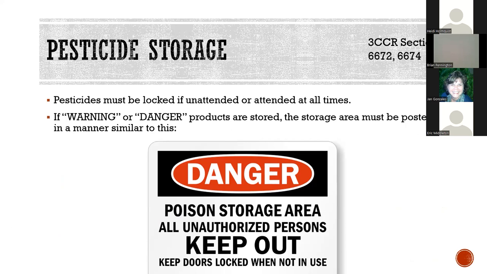But if you're going around to the backyard or something like that, and you can't see the vehicle, you can't get to it immediately, that's not being attended to. Just lock it up. And if warning and danger products are stored, the storage area must be posted similar to this. So this is usually back at your office. You see a danger, poison storage area sign. So this is what we look for, whether it's on your truck, out in the field, or at your office, wherever you store these products.